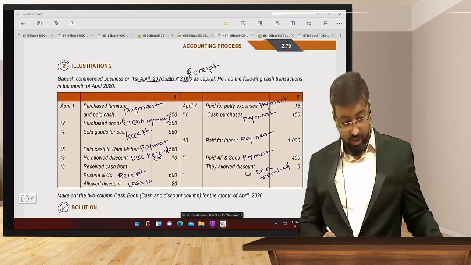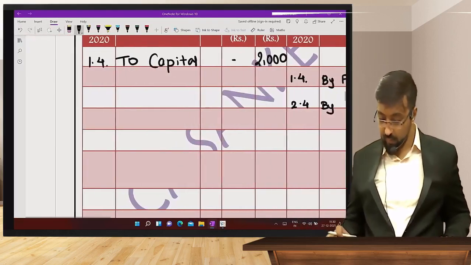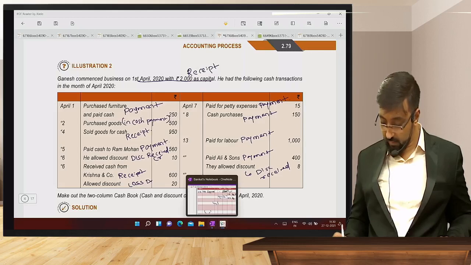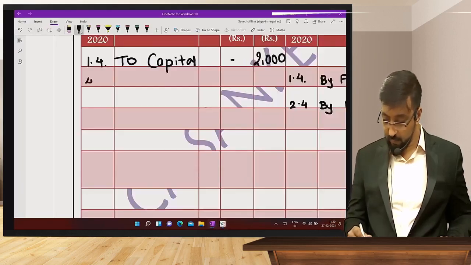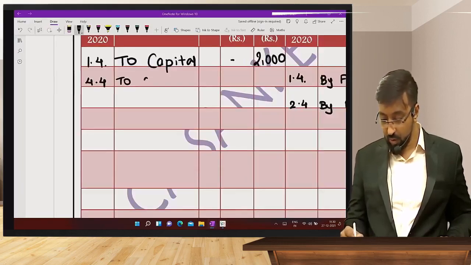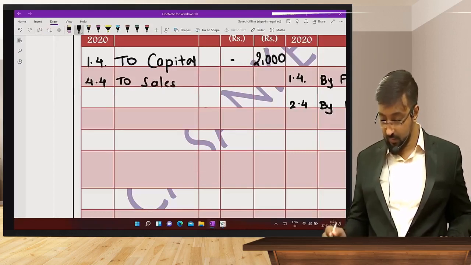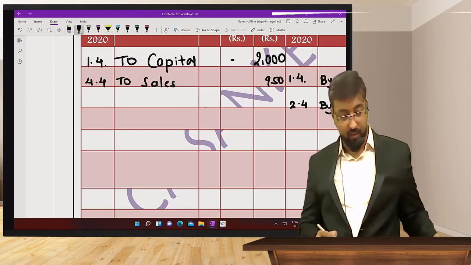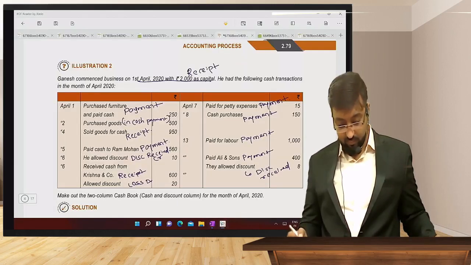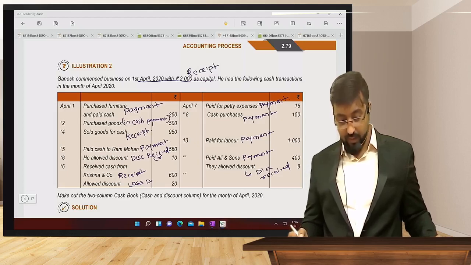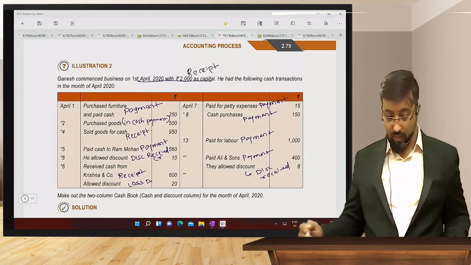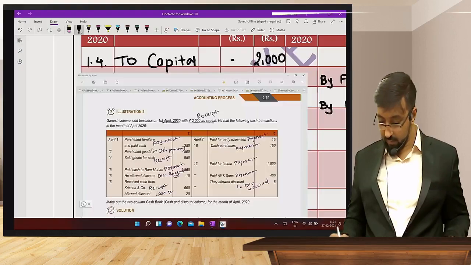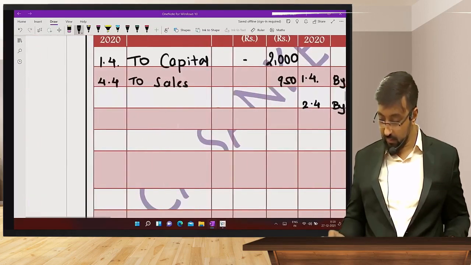$500. Sold goods for cash. Debt. Two sales. But how much? $950. Next. Paid cash to Ram Mohan. Debt.